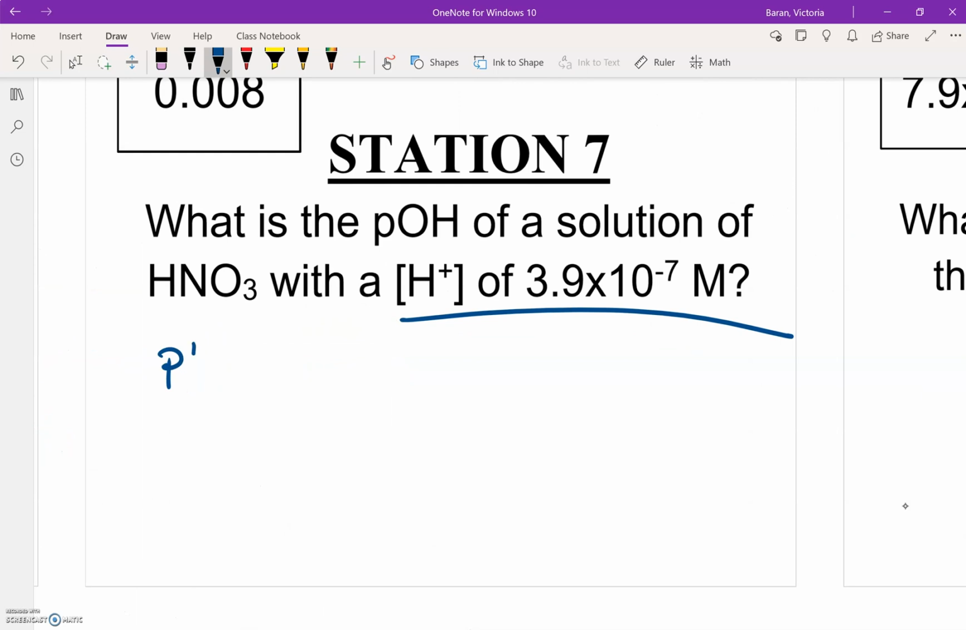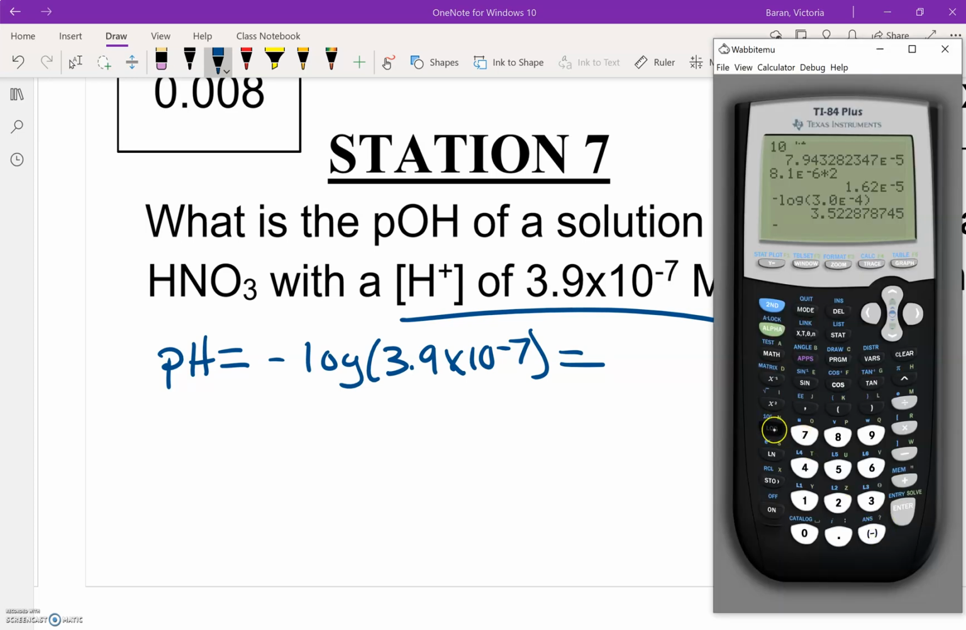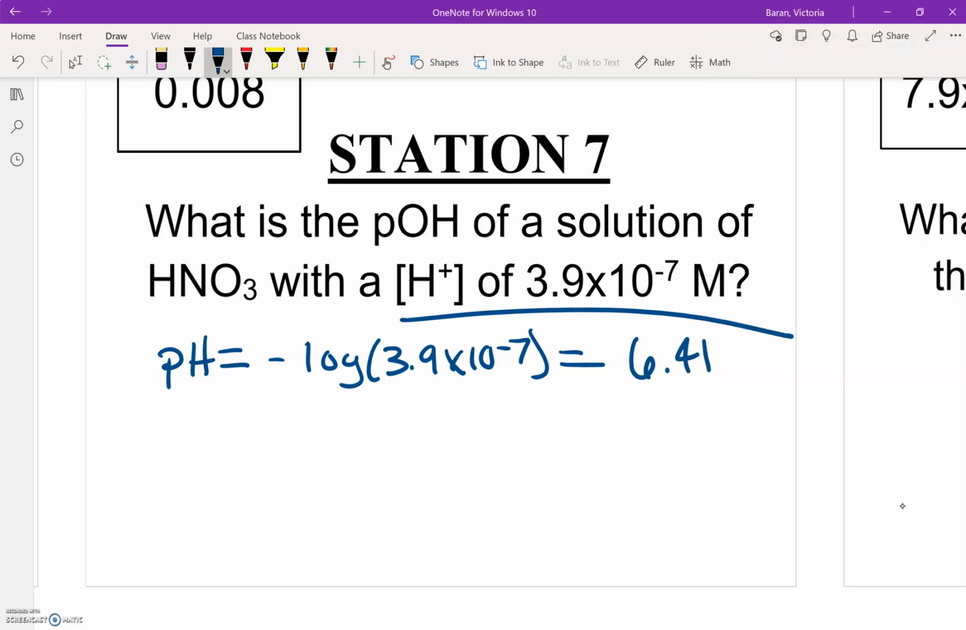So what I can do is find the pH, which is what I did in the last problem, and that's the negative log of this concentration. So I'm going to go ahead and find that. I'm going to do negative log, the negative button, the log button, and then 3.9, the second button, E, negative 7. So I'm going to get 4.1. So that's the pH. And now that you have your pH, you can find your pOH by using that other equation.